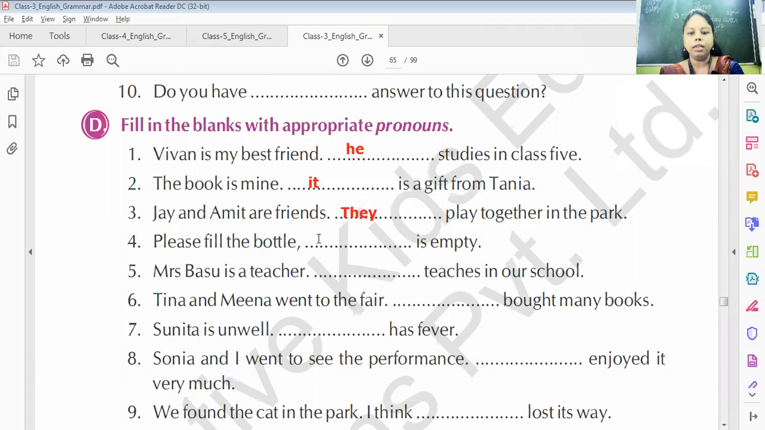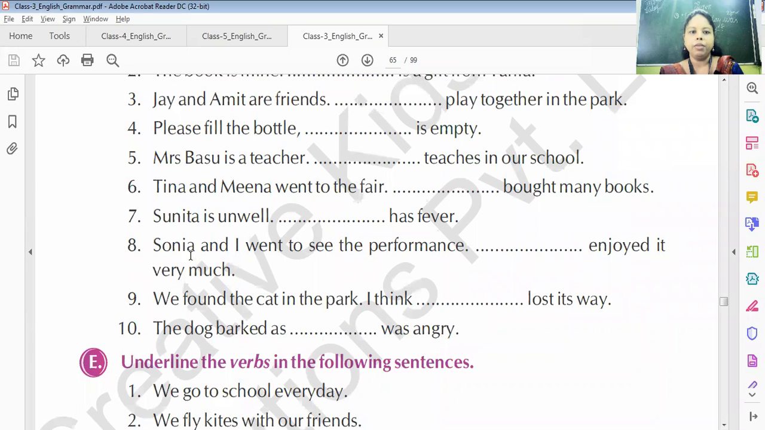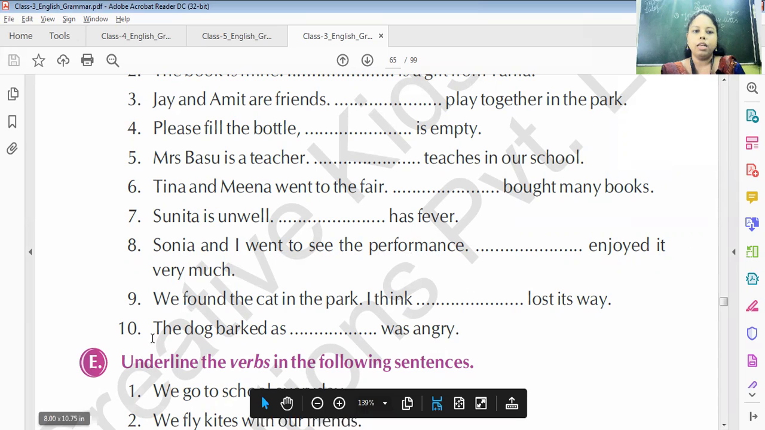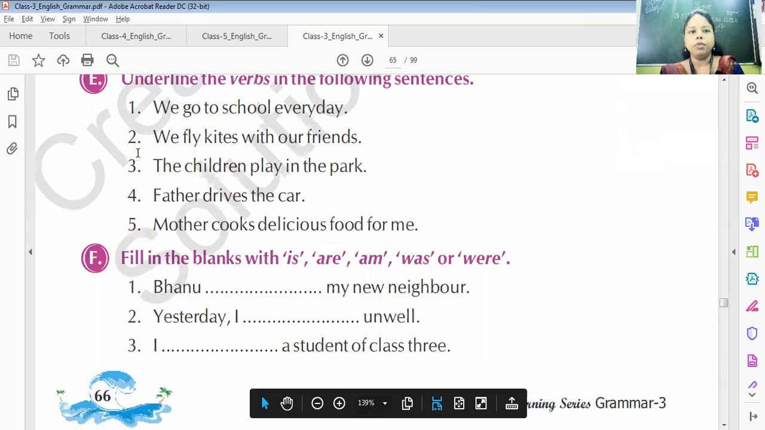Please fill the bottle. It is empty. Mrs. Basu is a teacher. She teaches in our school. Tina and Meena went to the fair. They bought many books. Okay. Sunita is unwell. She has fever. Sonia and I went to see the performance. We enjoyed it very much. We found the cat in the park. I think it lost its way. The dog barked as he was angry. Understand? Now move to the next exercise.